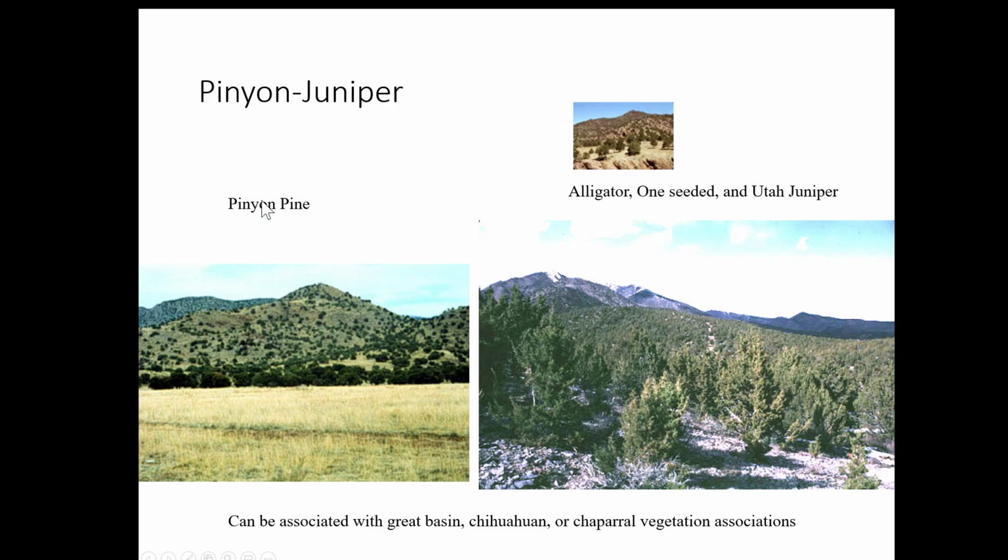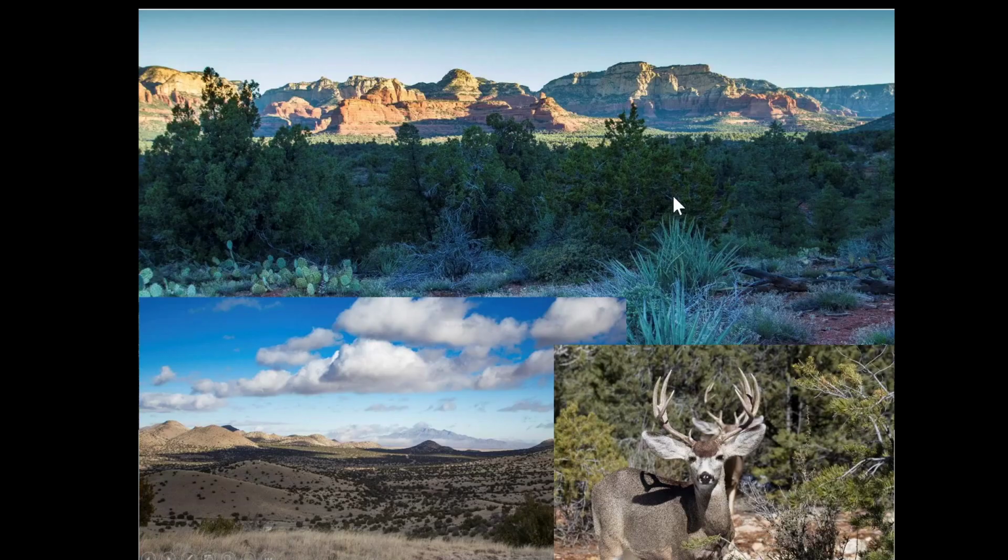Pinyon pine or pinyon juniper can be either a low density forest or it can be very high density. We have 3 species. And again, here's low density where I'm standing, moving into high density, and then here's really high density pinyon juniper right before the red rocks of Sedona.